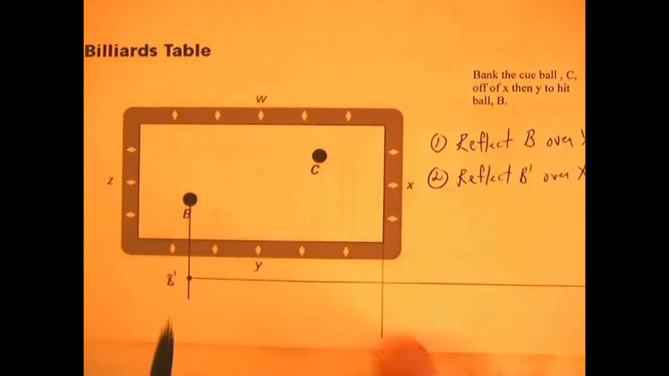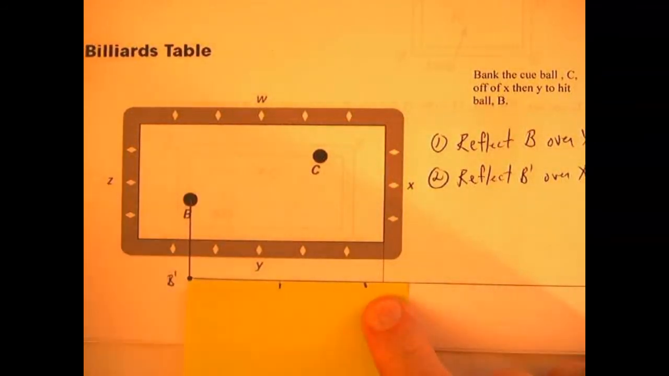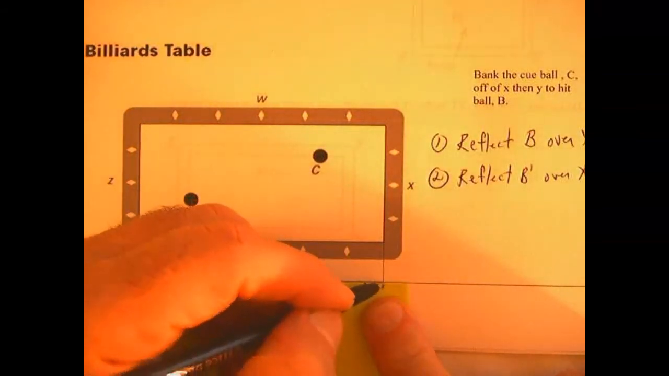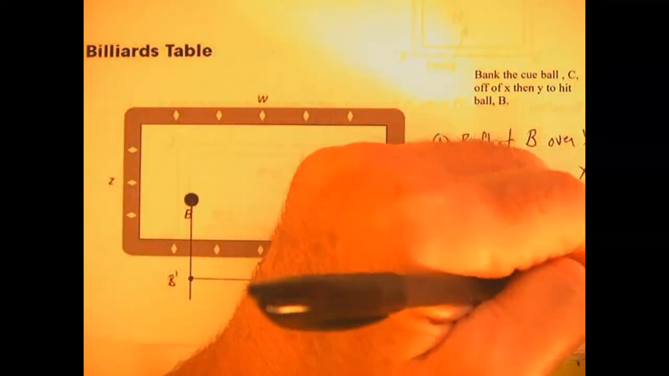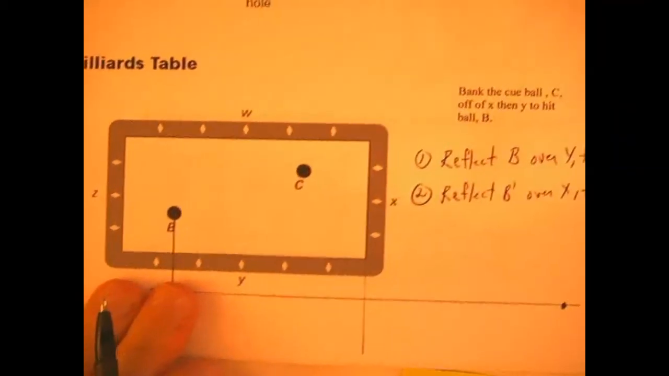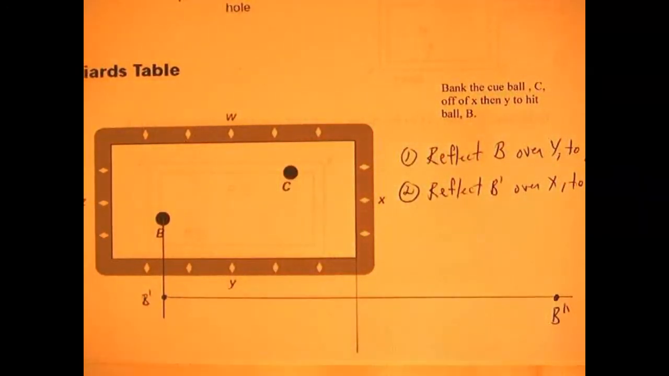Now I want to get the distance from here to here to be equal, so I'm going to use my paper again. So I'm going to get this distance to the wall, which is this far right here, and then I just slide this over, and it's right there. Got to remember which one you're doing, and that is B double prime. Now is this going to work? Let's see what actually happens here.